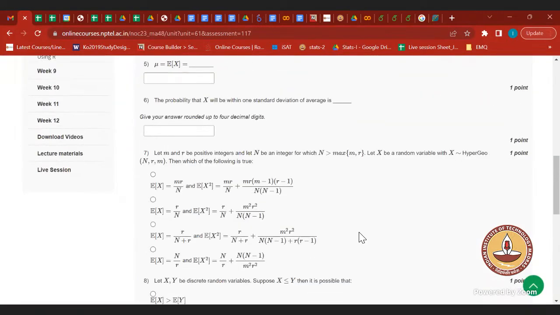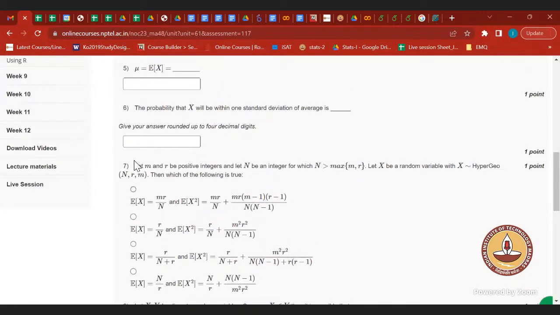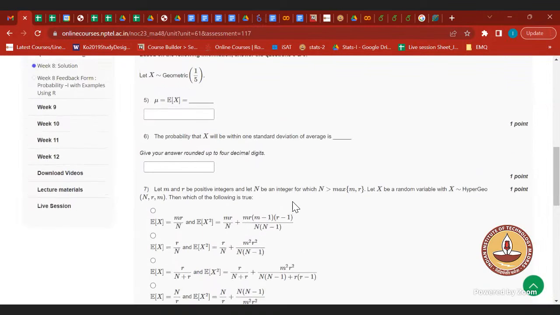Question number 7. Equal attainment are the positive integers. Oh, it's a hypergeometric distribution. No, in this program, how many distributions will you be covering? Any formula they will give?